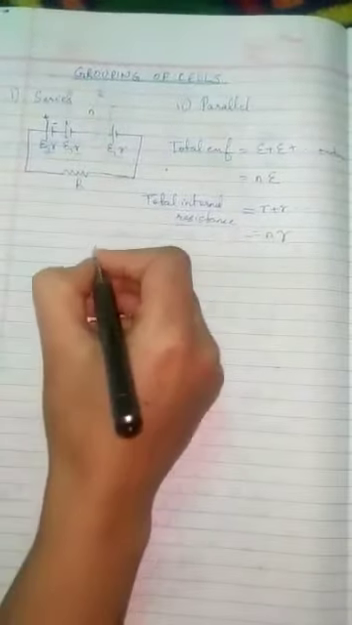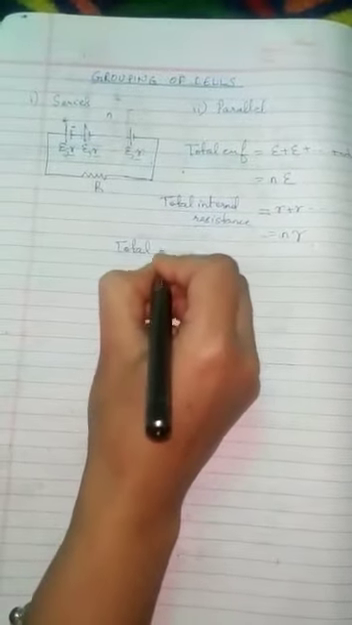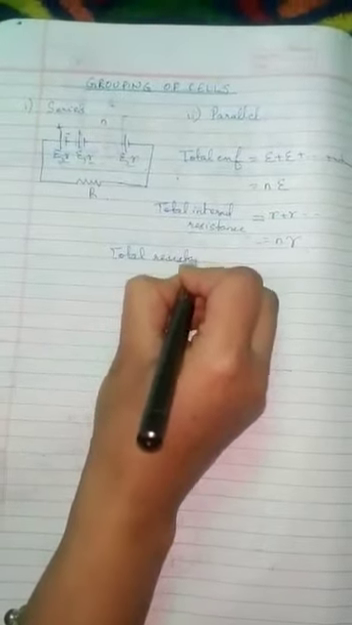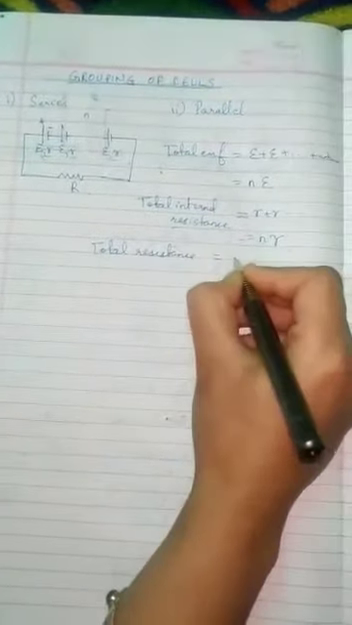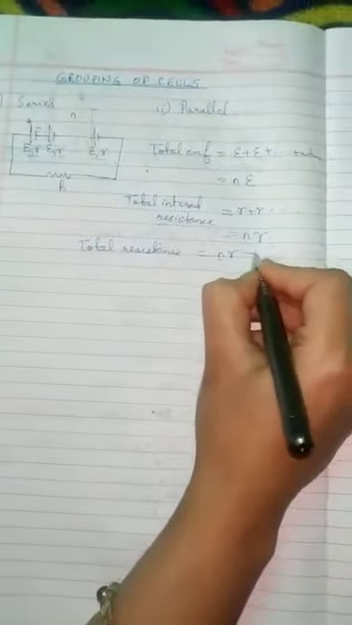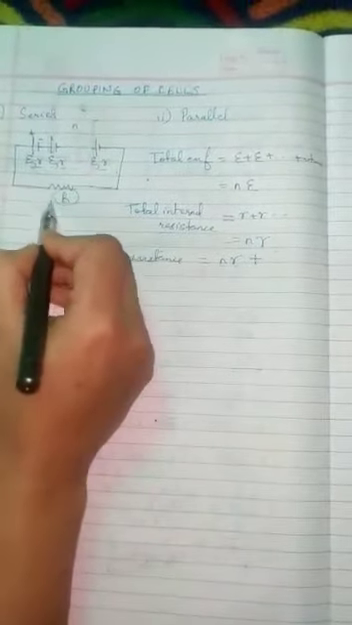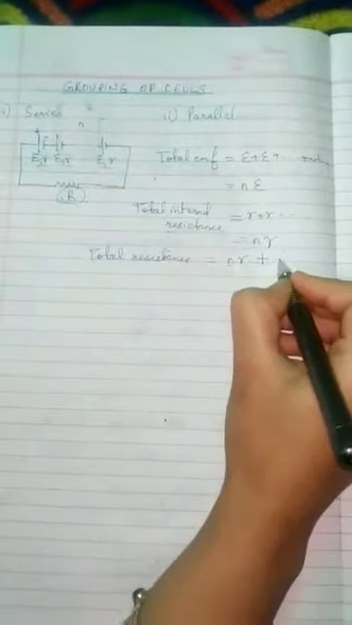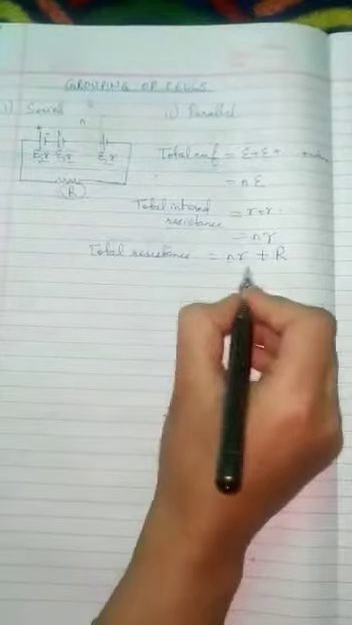Now, what will be the total resistance? We already had nr because of the internal resistance, plus we are connecting an external resistance in series to this, so this will be equal to R. So this is the total resistance.